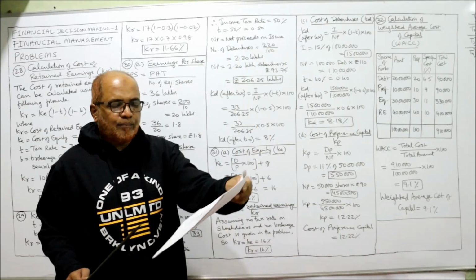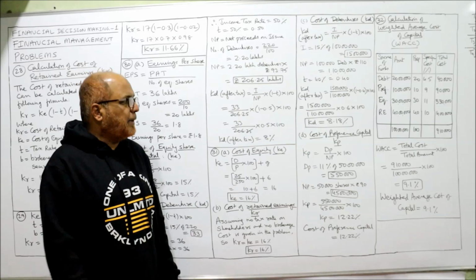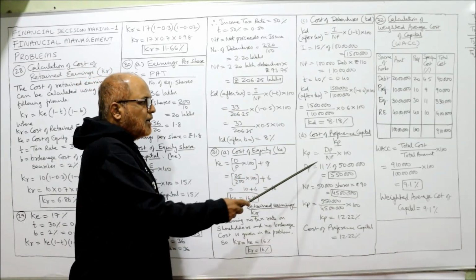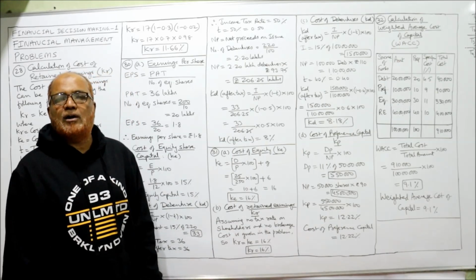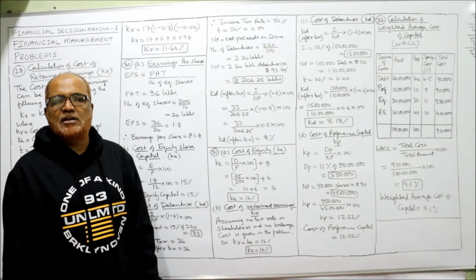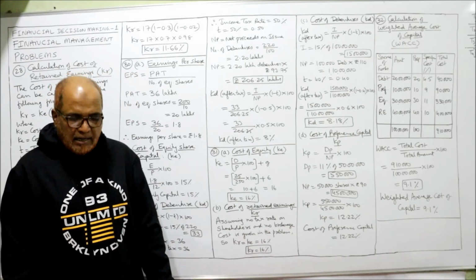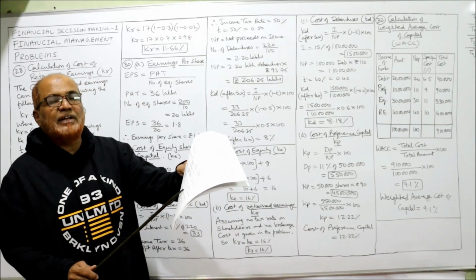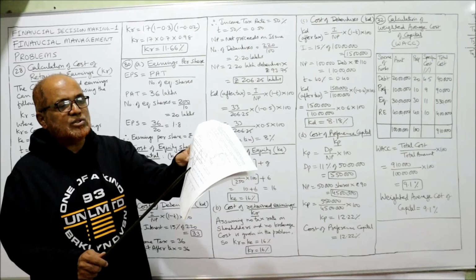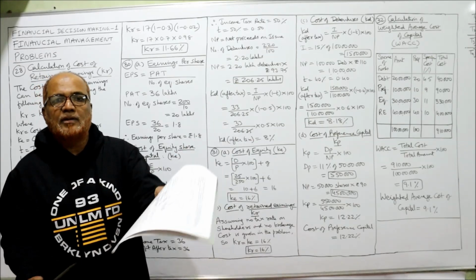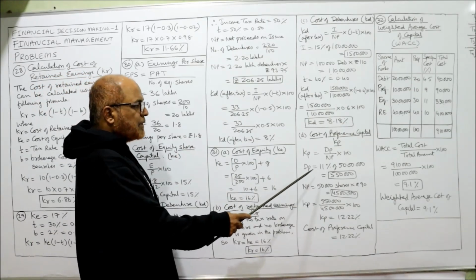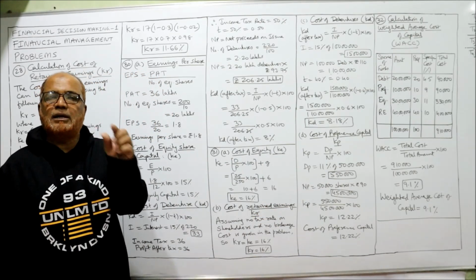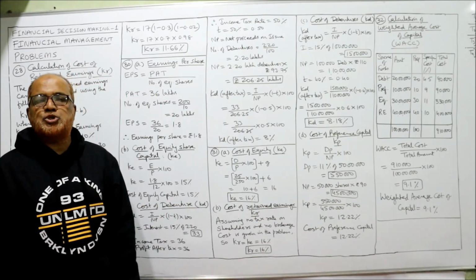So first of all, the formula for KP, cost of preference capital, is DP by NP into 100. DP stands for preference dividend. It is given 11%. 11% of 50,000 shares into 100 rupees is 50 lakh. So 11% of 50 lakh comes to 5 lakh 50,000. That is DP.